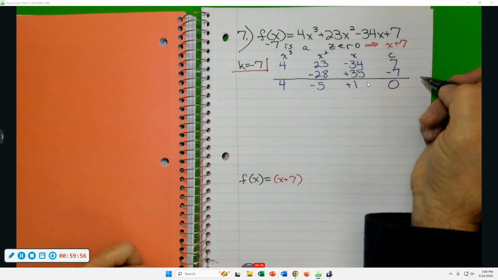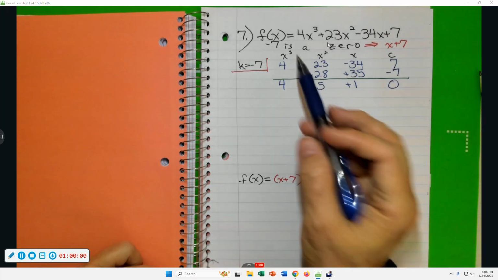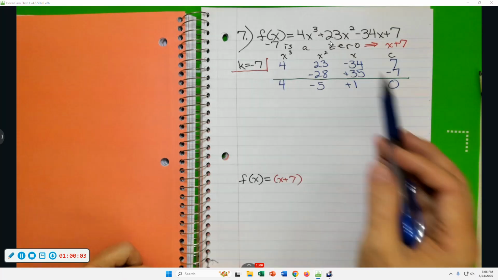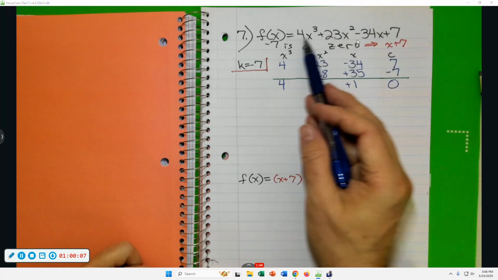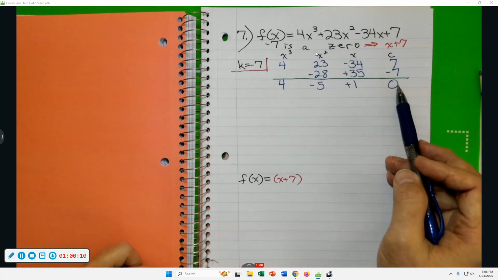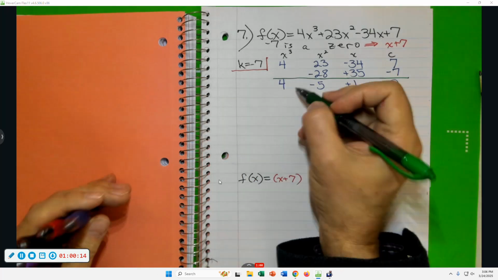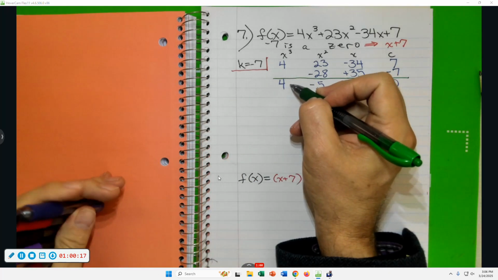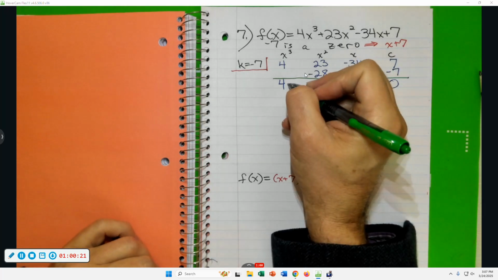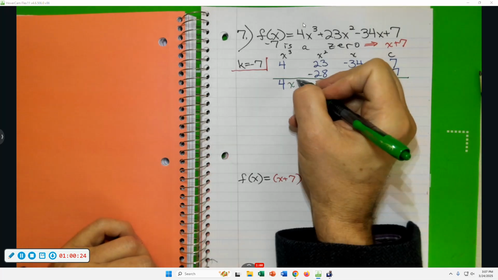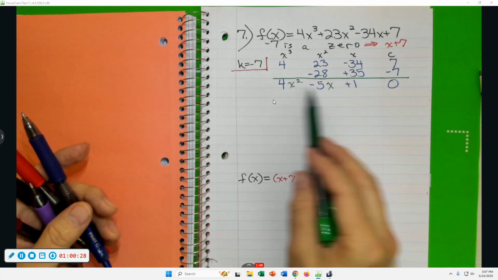Is that surprising? No, we knew we had to get 0 because we were told negative 7 is a 0. Negative 7's a 0. That means if you plug negative 7 in up here, you get 0. The remainder has to be 0, so that's not surprising. What's the variable part of the quotient? Here, beside 4x squared, and then an x. That's the thing we need to factor now.